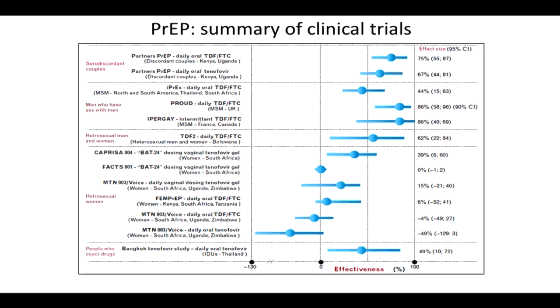Most of the studies fall within these parameters. And on the rightmost column, you see the effectiveness. To summarize this table, HIV PrEP has been shown to be effective in all HIV risk groups. This includes individuals who are in serodifferent relationships, men who have sex with men, heterosexual men and women, people who inject drugs, and women.